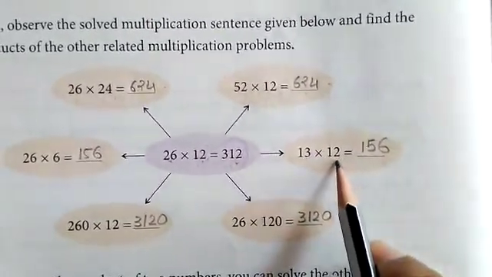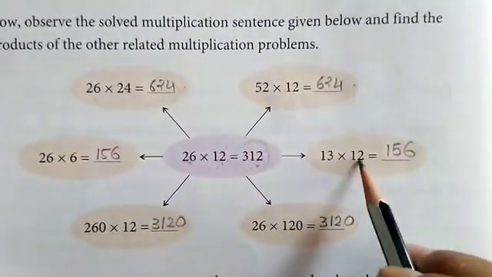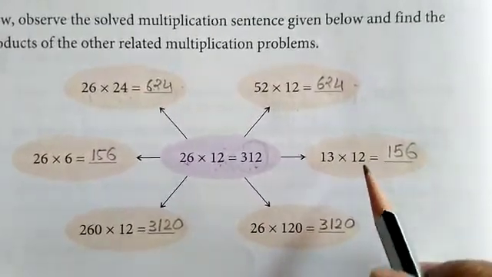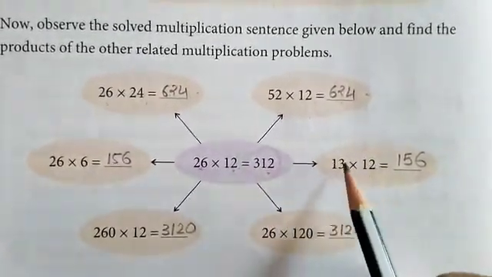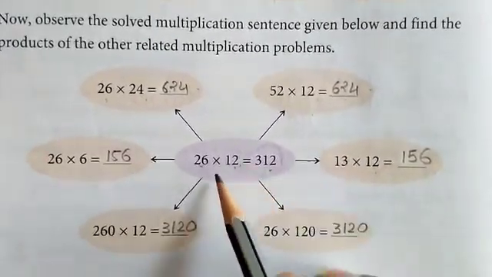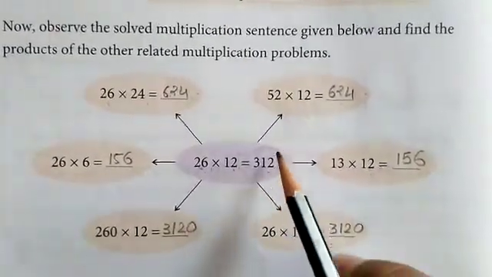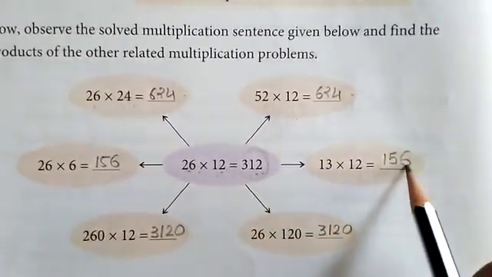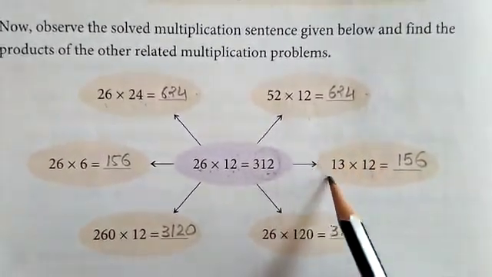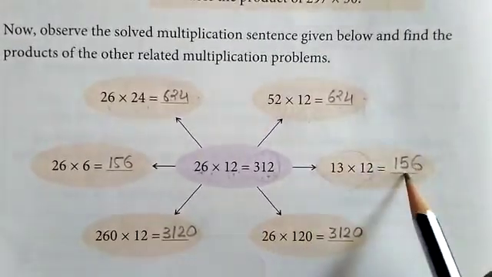Here also you can see 13 multiplied by 12. Kids, here you can see 12 is a common number, but 13 is half of 26. It means if you are dividing this number by 2, you will get this number, or if you are multiplying these two numbers, the answer will be the same.